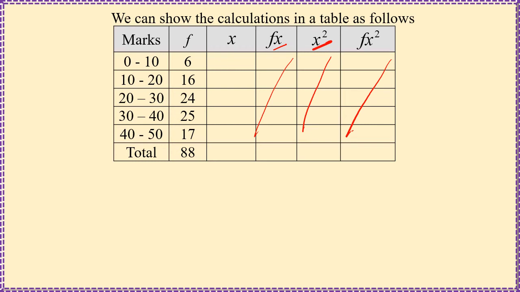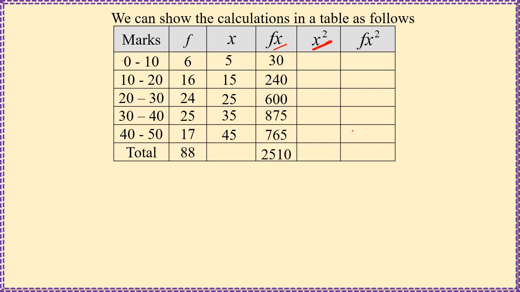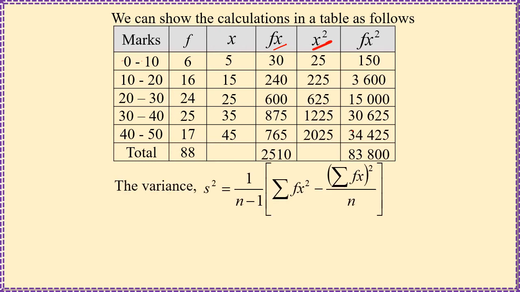But what we need to put in the table is the value of x. So what is the x? The midpoint for the first class is 0 plus 10 divided by 2. It will be 5, 15, 25, 35, 45. And then if we calculate it manually, we will have the values, the total of fx and the total of fx squared. But in an assignment, we can just skip this part. Why? We just need the summation of fx and summation of fx squared. We can use the function in the calculator.